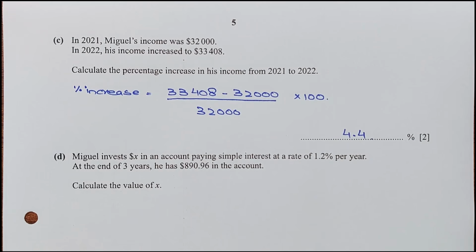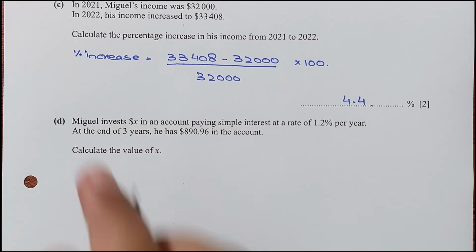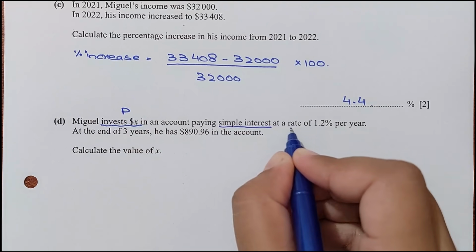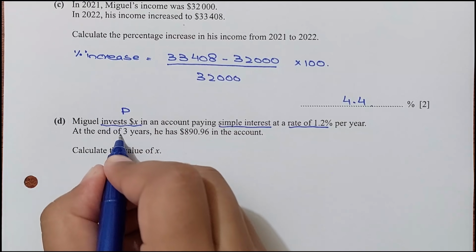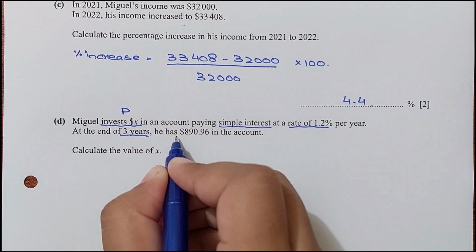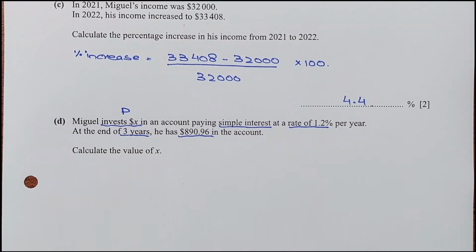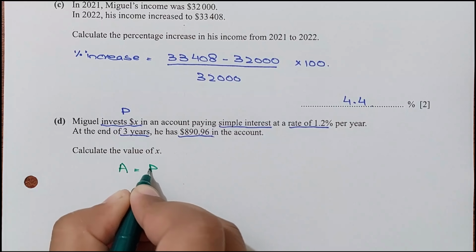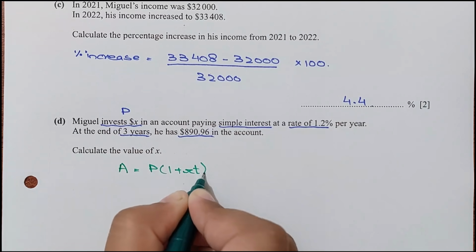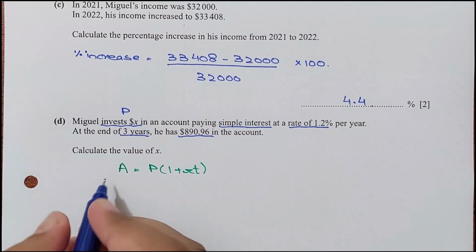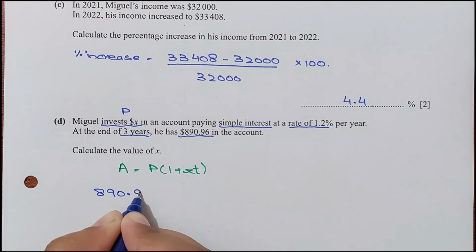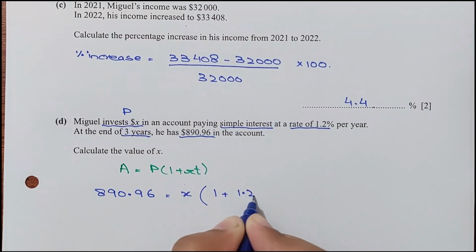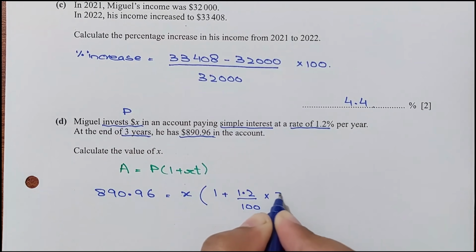Right. Now for part D, Miguel invests X dollars in an account. This is the principal, paying simple interest at a rate of 1.2% per year. At the end of 3 years, he has 890.96 in the account. Calculate the value of X. So it is simple interest. So amount equals principal into 1 plus RT. Amount is 890.96. Investment is X into 1 plus interest rate 1.2%. And the time is 3 years.